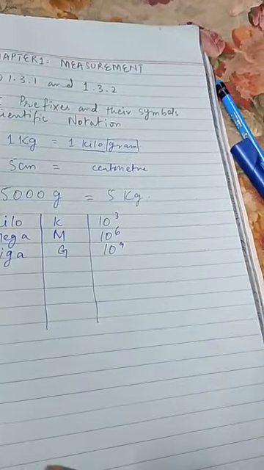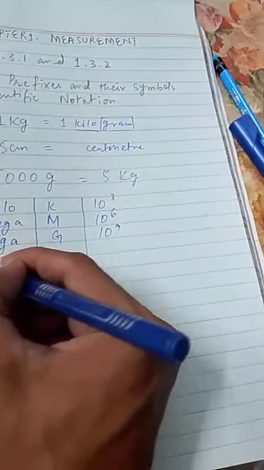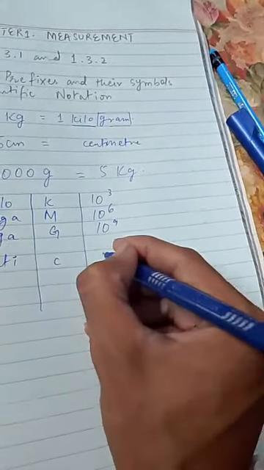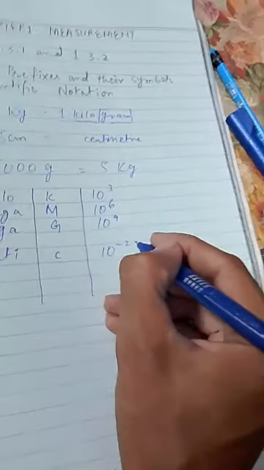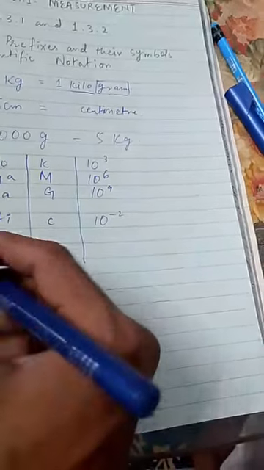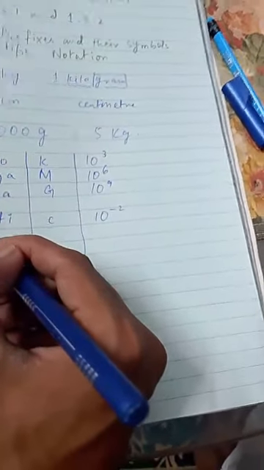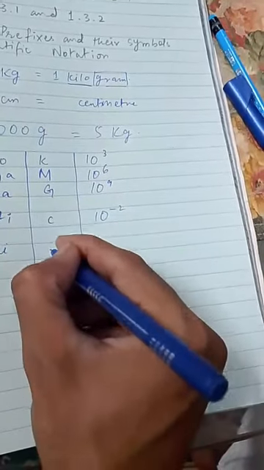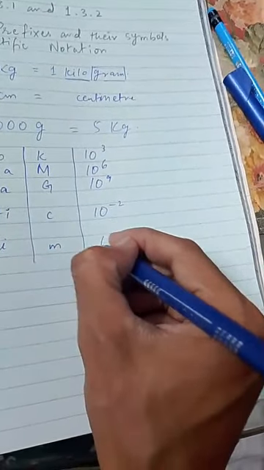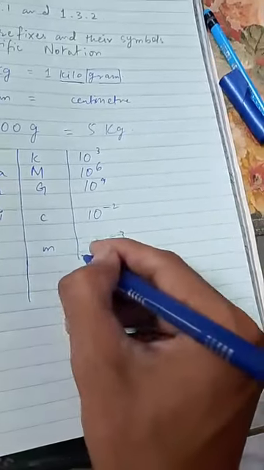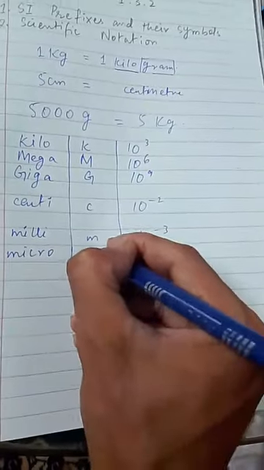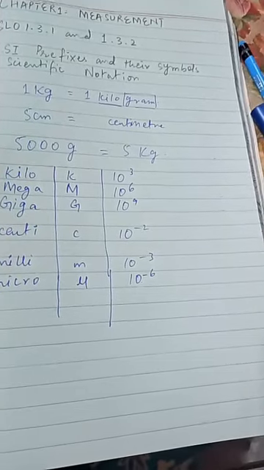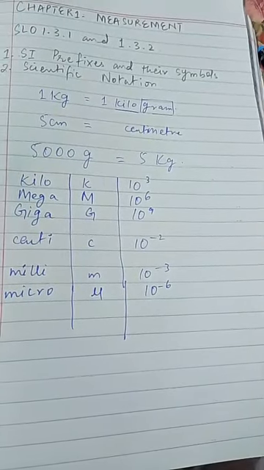Similarly, in the small ones also there are values. For example, centi means 10 power minus 2. For example, milli, and milli means 10 power minus 3. Then there is micro. These are for small unit values. So for micro, we use this type of symbol, 10 power minus. I will share the list of it in the table in the description of this video.